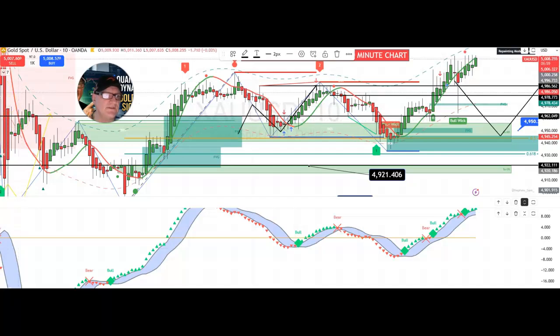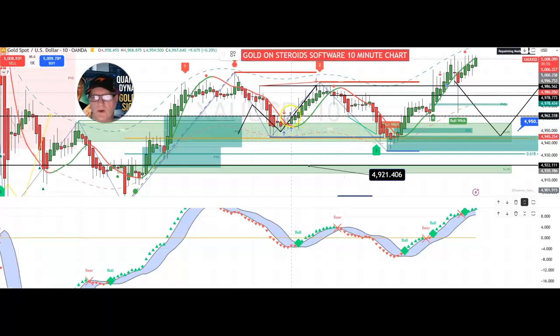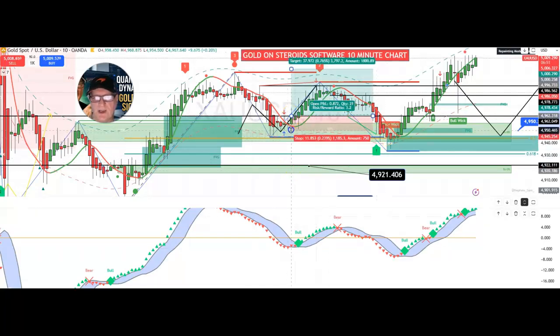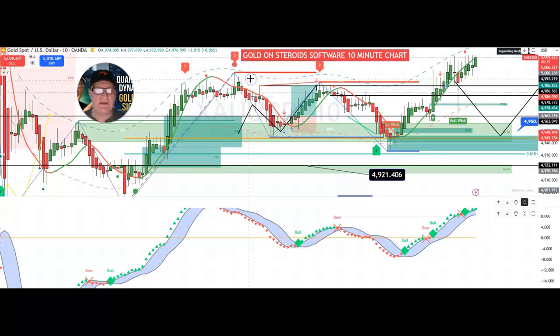All you do here simply is you put your entry point on that previous high, and your stop loss is below the moving average and a little bit more. Okay, and make sure that you've got at least 1.5 risk to reward. 2 is lovely. If you can get that, then excellent.